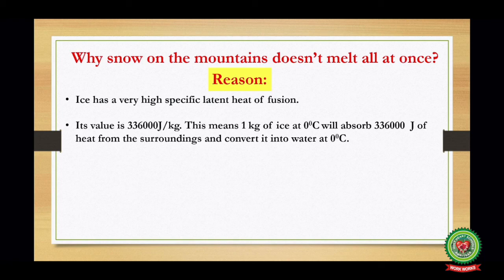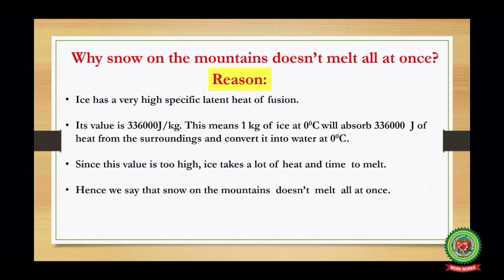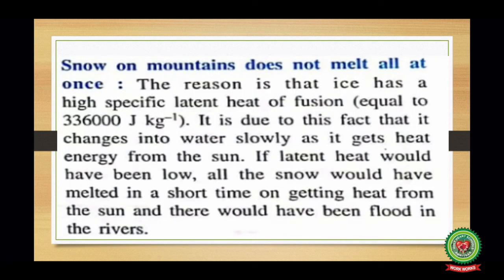Now when ice is going to be converted into water, it has to absorb heat. And how much heat will it absorb? Ice will absorb 336,000 joule of heat. And how much amount of ice? 1 kg of ice. Since this value is too high, ice takes a lot of heat and time to melt. Hence, we can say that snow on the mountains doesn't melt all at once.